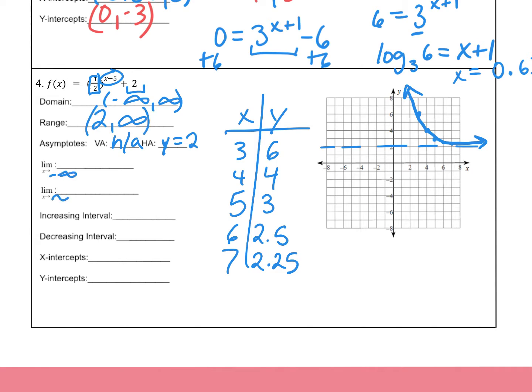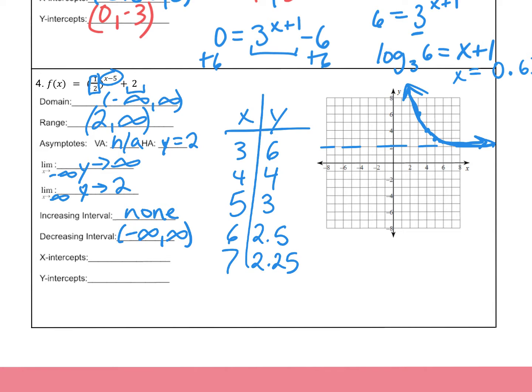Rewrite my domain here. As x goes to the left, y is going up to infinity. As x goes to the right, y is stopping at that wall, which is at 2 this time. Okay, left to right, we said this one is decreasing, so we rewrite that domain there and put none on increasing.